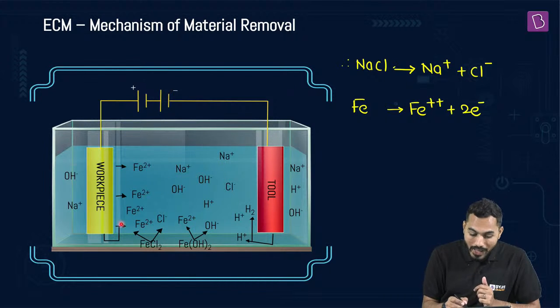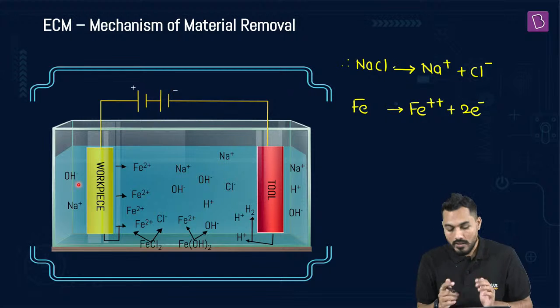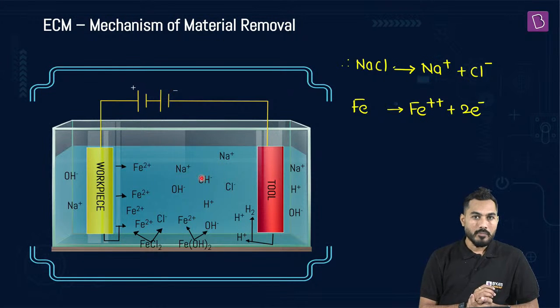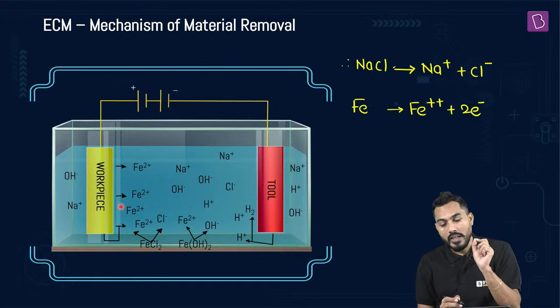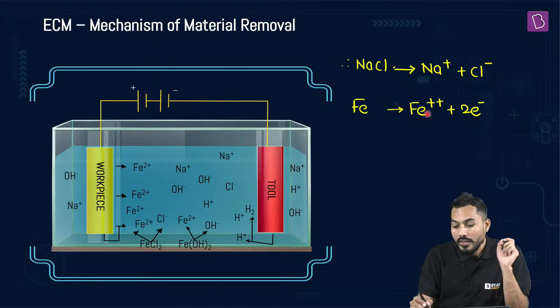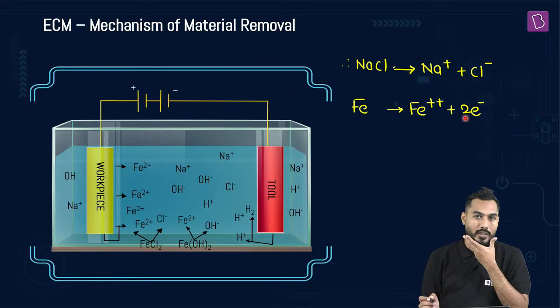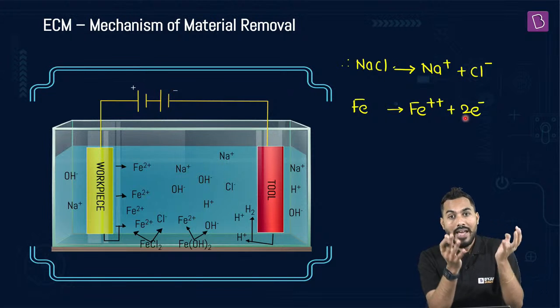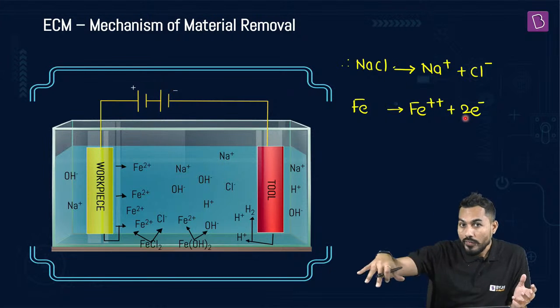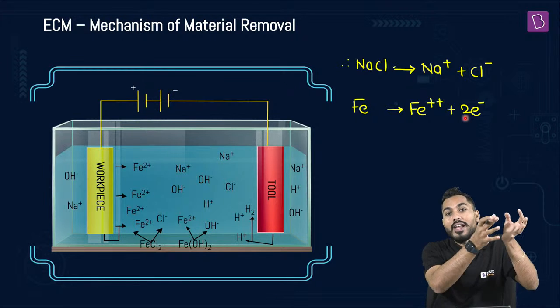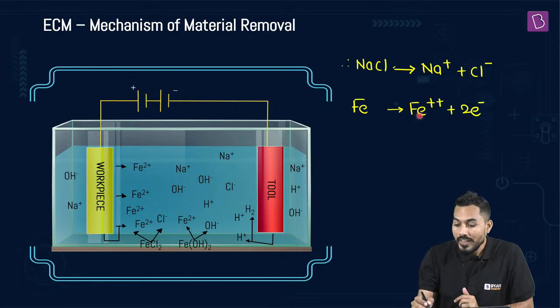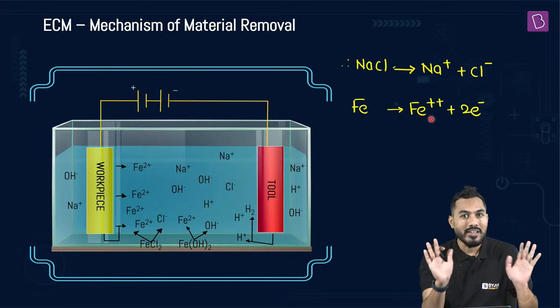Because the workpiece is connected to the positively charged terminal, it will start depleting ions. In this example my workpiece is of ferrous material, so Fe will deplete as Fe++ ions and 2 electrons. We discussed yesterday that the atom has a structure, so 2 electrons are released, it will have a positive charge, and that atom will be released in the form of ions, that is Fe++ ions. Yesterday we had discussed up till here.